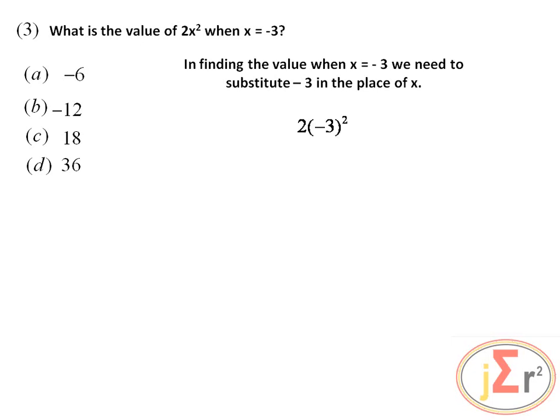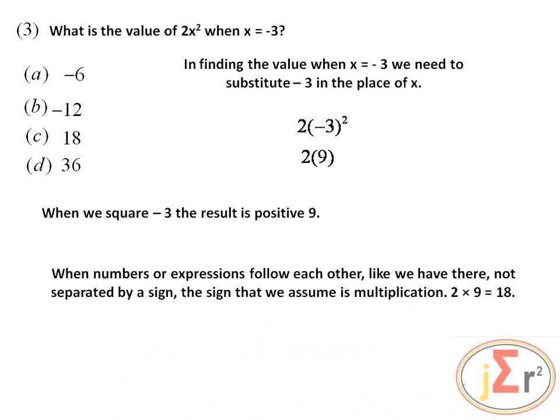So we have 2 times negative 3 squared. When we square negative 3, the result is positive 9. When numbers or expressions follow each other, like we have right there, not separated by a sign, the sign that we assume is multiplication. So 2 multiplied by 9 is equal to 18. And the final result is 18. The correct answer is option C.